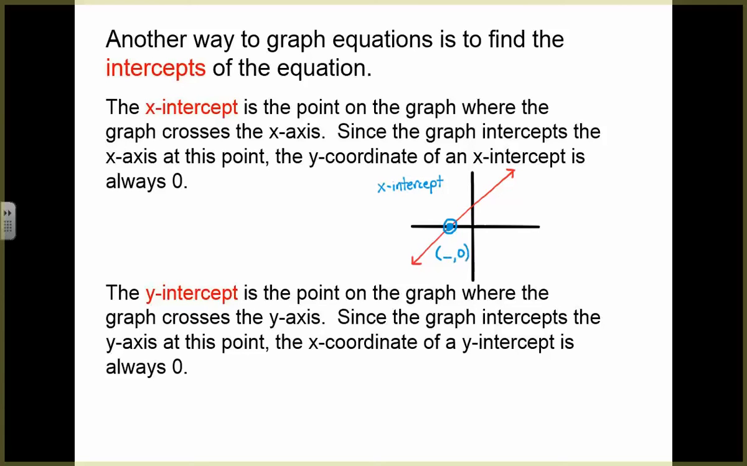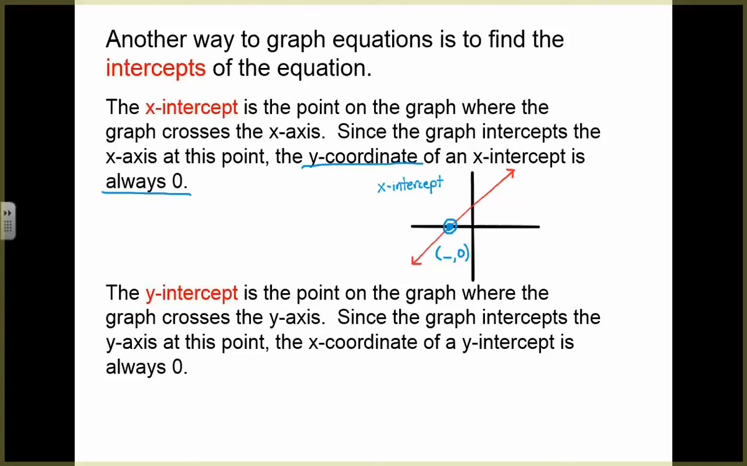And for any x-intercept, the y coordinate is always 0. And so that's what this part up here means. The y coordinate, always 0. So just know that. It's kind of counterintuitive. For an x-intercept, the y coordinate is always 0.